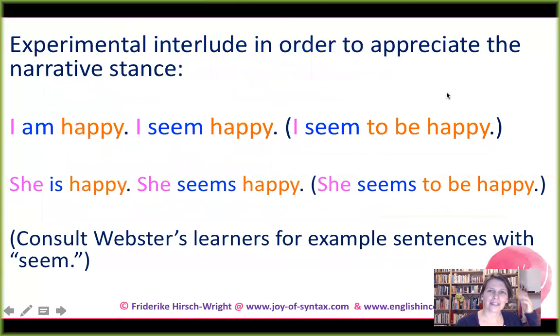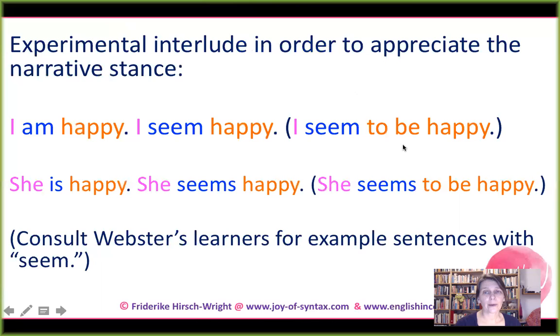And in order to let you appreciate the narrative stance, I would like you to experiment with these two simple options. I am happy. I seem happy. I seem to be happy. She is happy. She seems happy. She seems to be happy. After seem, both a simple adjective or an infinitive phrase containing an adjective are possible.